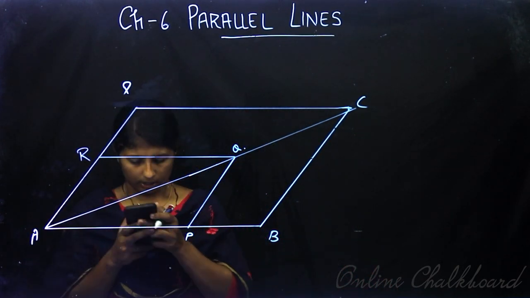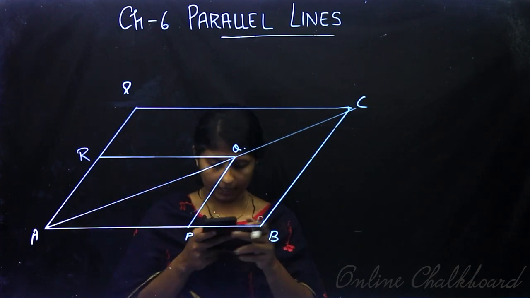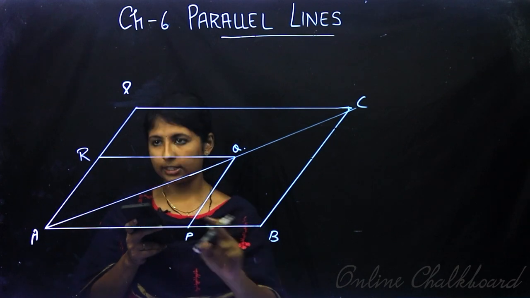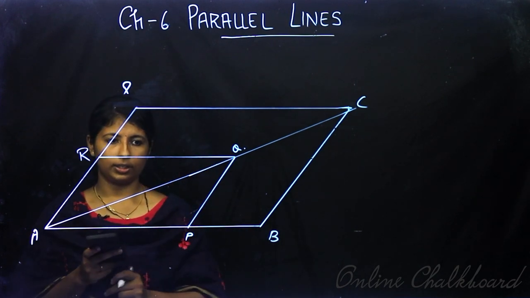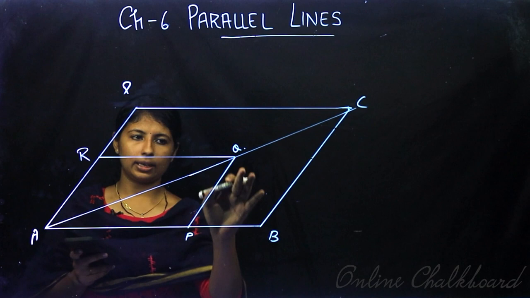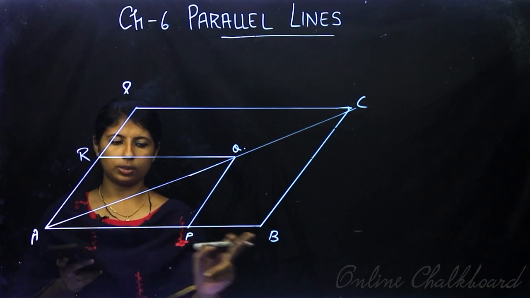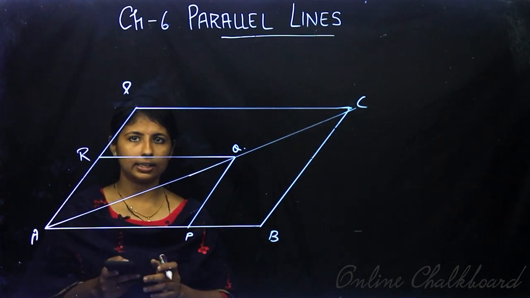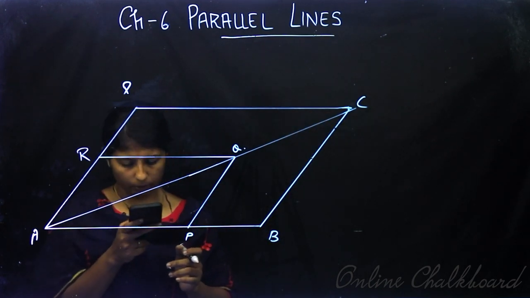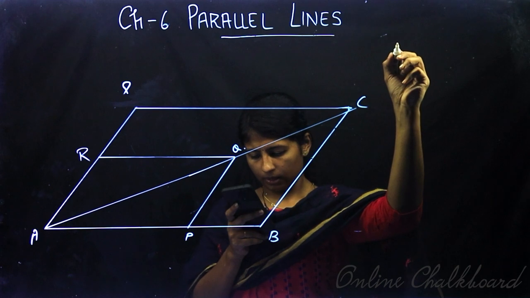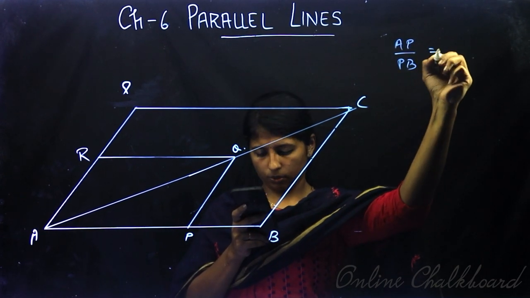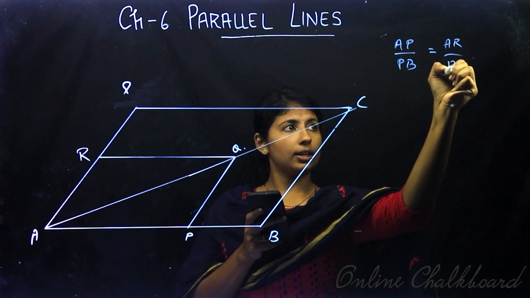Parallelogram, the line through Q parallel to AB meets AD at R. Since it's a parallelogram, QR is parallel to AB and also QR is parallel to DC. So, this question is to prove AP by PB is equal to AR by RD, and prove it.